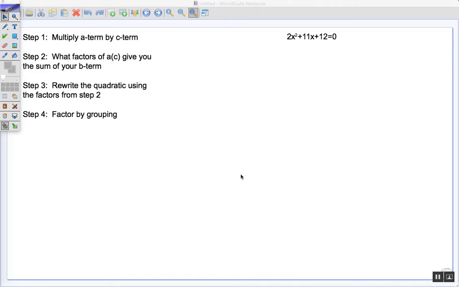This lesson is on how to factor a quadratic when your lead coefficient is not 1. So you see here our lead coefficient is 2. So step 1, you're going to multiply your A term by your C term. So step 1, 2 times 12 gives us 24.